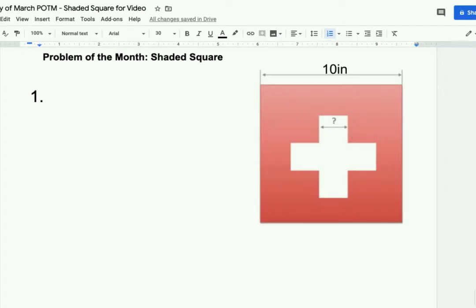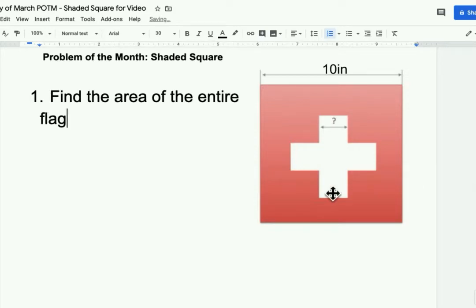I'm going to transition back to working on the screen here so you can see what I'm thinking. Basically, I've already given you what I would recommend as the first step: find the area of the entire flag. That's this entire flag right here. What's the area of it? One side is 10 inches long, so use that to figure out the area. Now, I would recommend you pause the video here and try to solve the problem on your own. If you're still stuck, I'm going to go through what my next recommended steps would be.